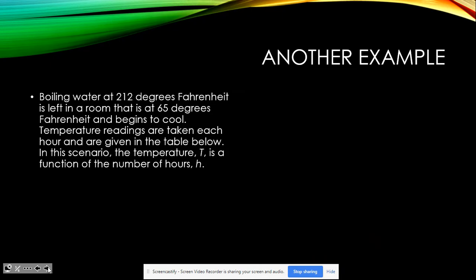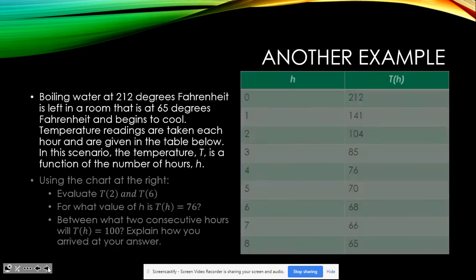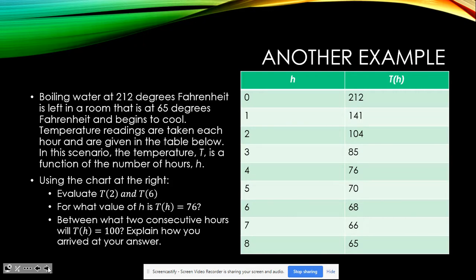Here's another example for you to try. Let's read it through. Boiling water at 212 degrees Fahrenheit is left in a room that is 65 degrees Fahrenheit and begins to cool. Temperature readings are taken each hour and are given in the table that's actually to the right.